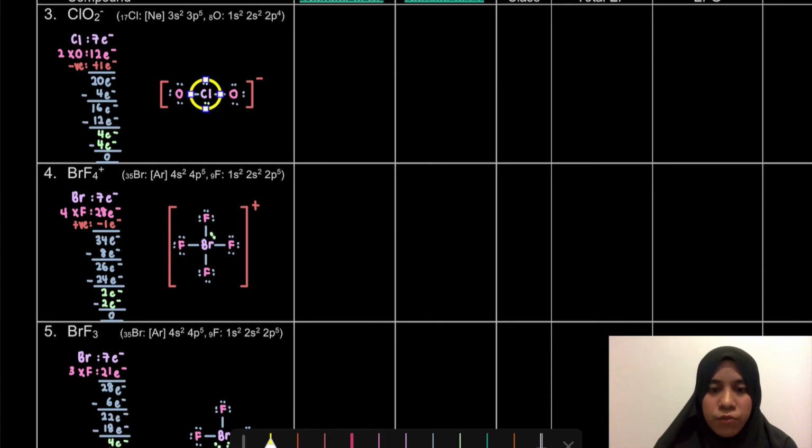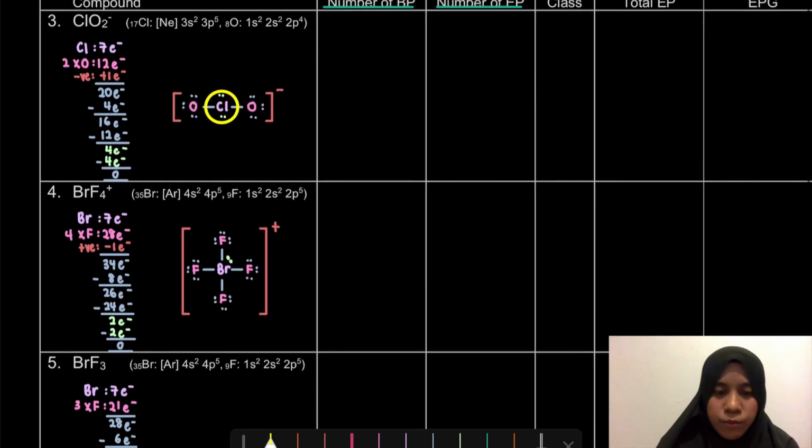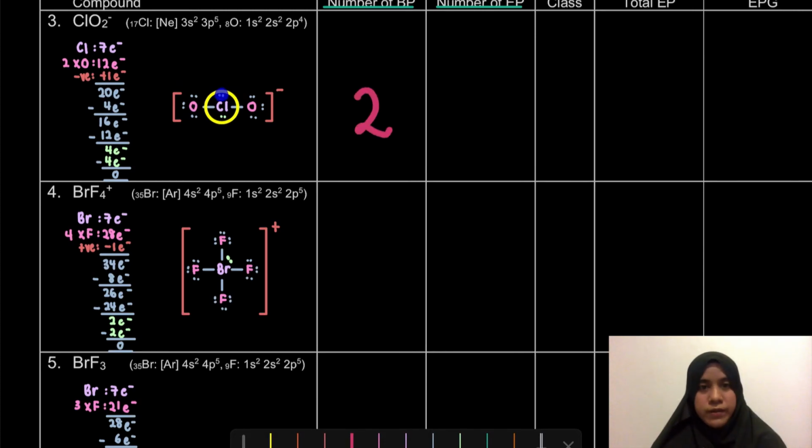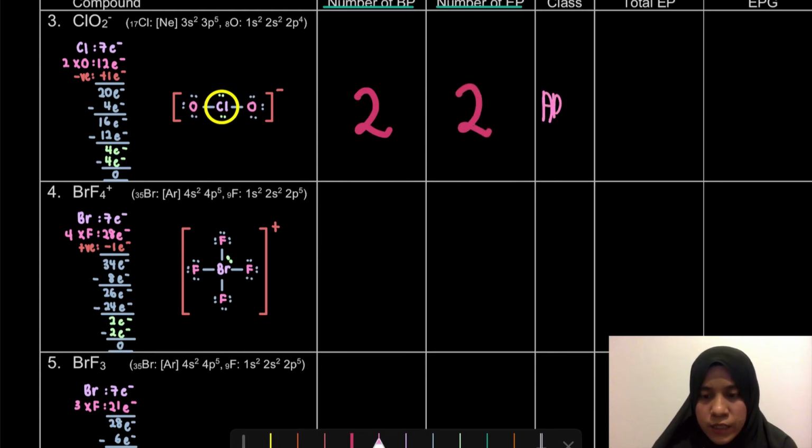Okay, number of bonding pair. How many atoms bonded to it? 1, 2. We have 2 oxygen. How many lone pair? Lone pair kita, we have 1, 2 lone pair, atas bawah ni kan? So here 2 lone pair. Okay, class dia akan jadi AB2E2. So what does it mean? It is bonded to 2 atoms and it has 2 electron pairs.